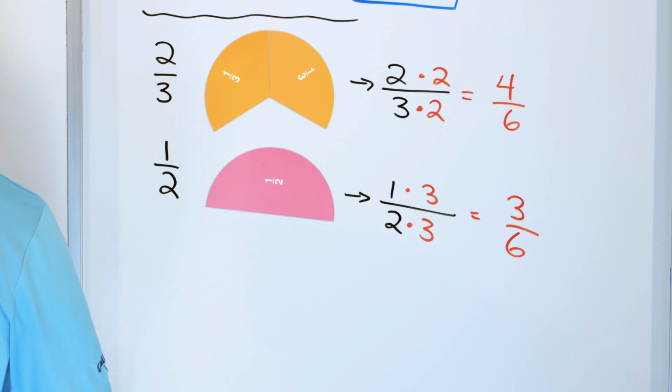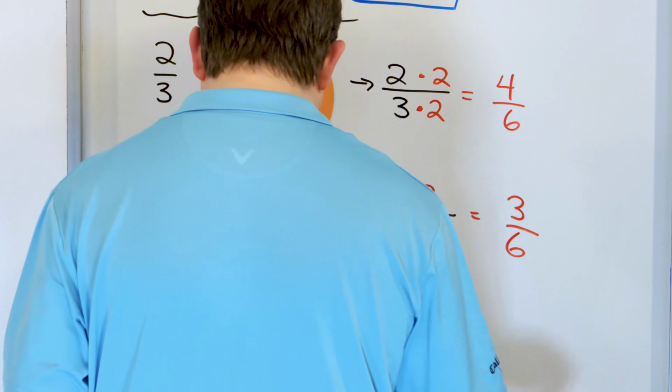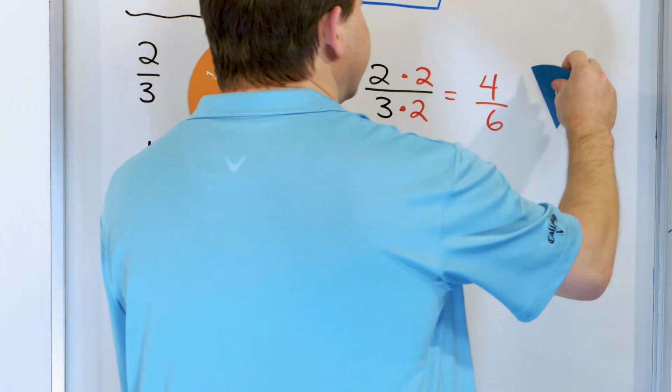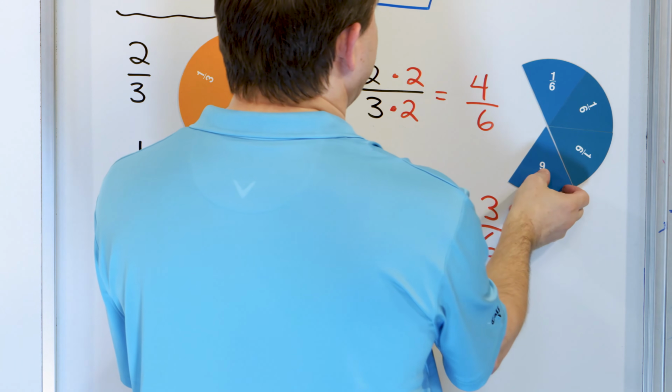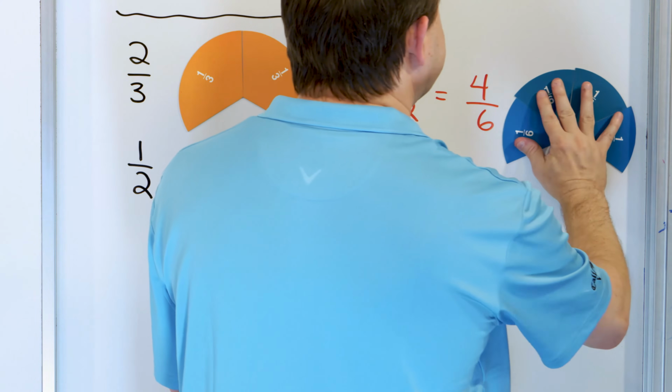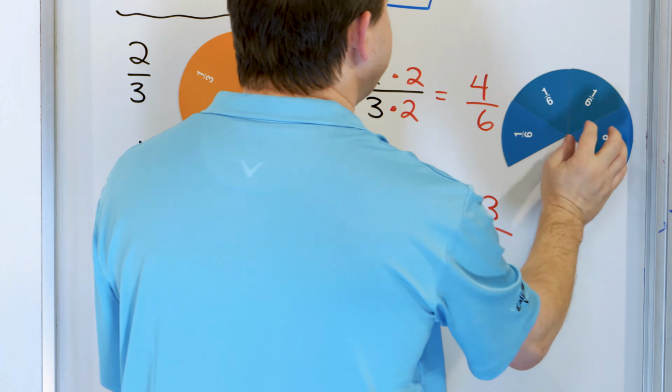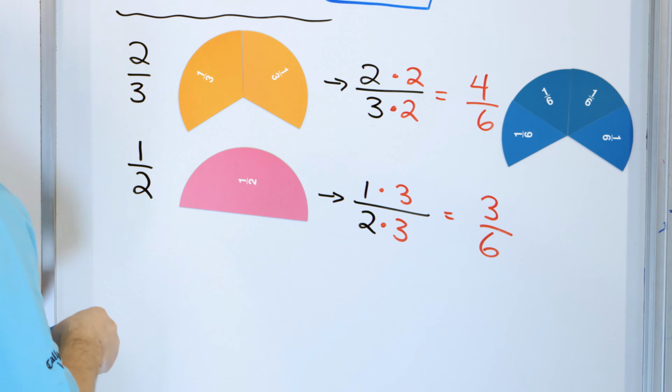Now let's see if we're convinced that this actually works. So let me grab my 6ths here. This is 1/6, 2/6, 3/6, and 4/6. And I can rotate it like this. I don't think I need to pick it up and put it on top, but you can see that this is exactly the same amount as this.